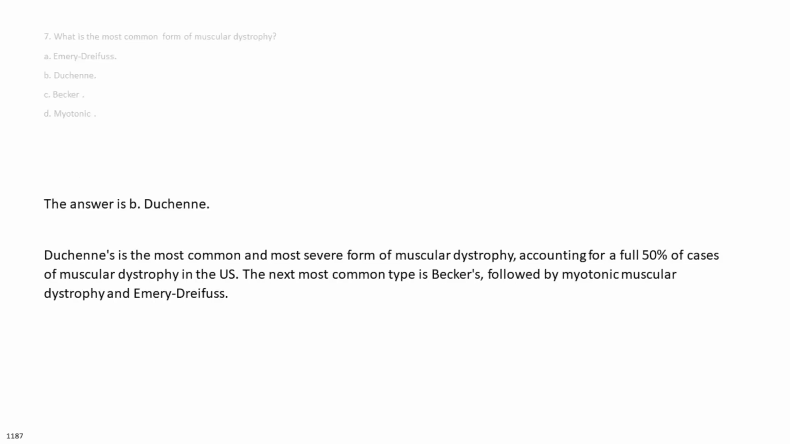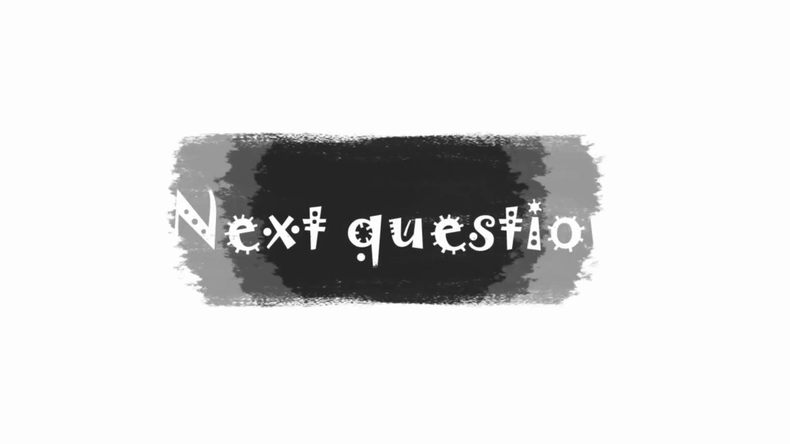The answer is B. Duchenne. Duchenne's is the most common and most severe form of muscular dystrophy, accounting for a full 50% of cases of muscular dystrophy in the U.S. The next most common type is Becker's, followed by myotonic muscular dystrophy and Emery-Dreifuss.